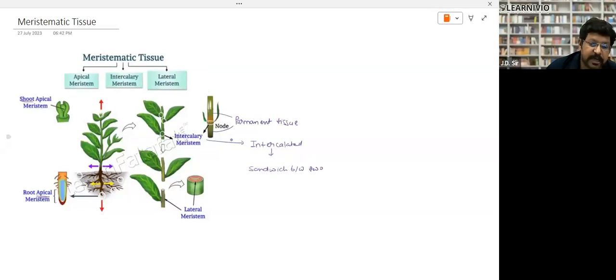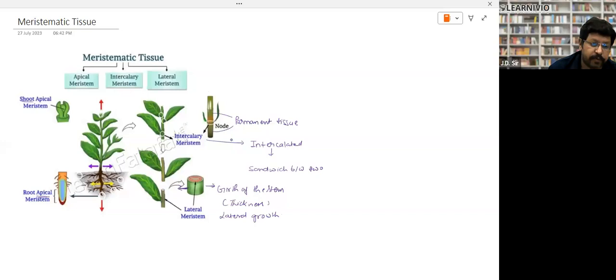Lateral meristem. Why are they called lateral meristem? They increase the lateral growth of the stem. What does it mean? It means they increase the girth, the thickness, of the stem. They are responsible for lateral growth. That's why they are called lateral meristematic. So on the basis of their location, we have divided meristematic tissue into these three. Hope it is clear to all of you.